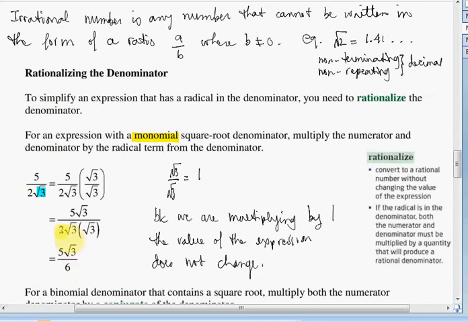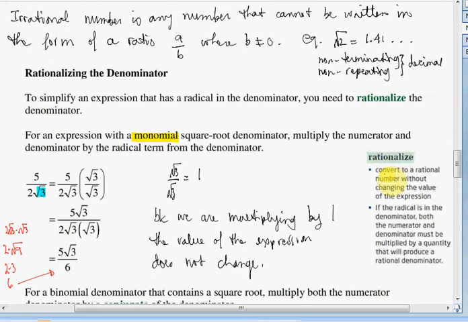In the denominator, and I will do this over on the side, when you multiply 2 root 3 times root 3, that's really 2 times the square root of 9, right? Because root 3 times root 3 is root 9. And the square root of 9 is 3, so it's really 2 times 3, which is 6, which is why we have 6 in the denominator. Okay? And if you take a look, our denominator is now a rational number, not irrational.